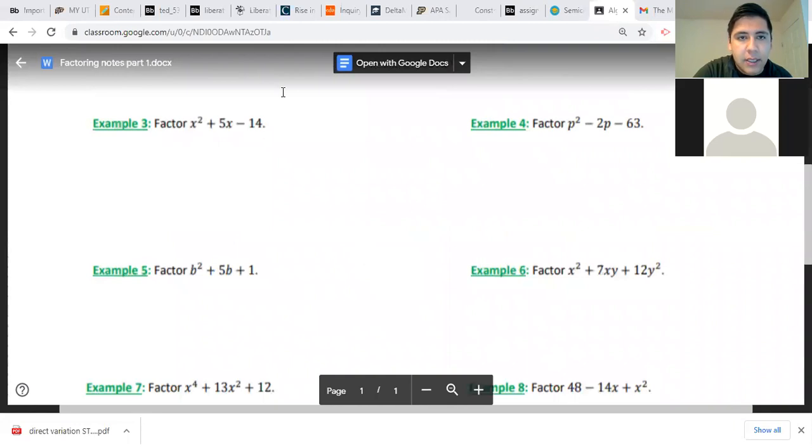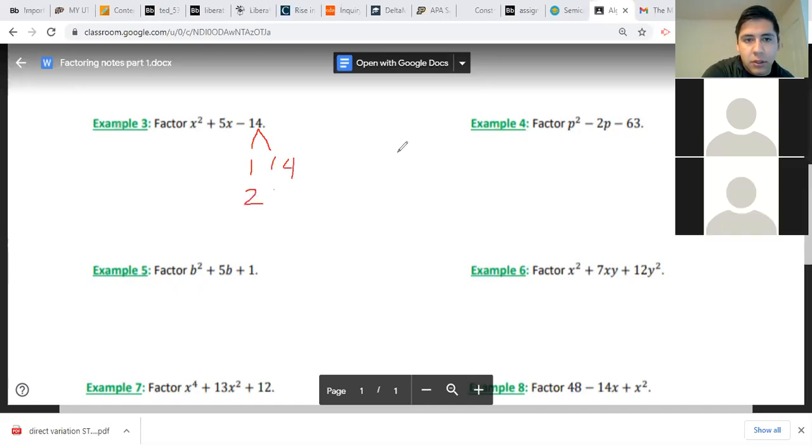Okay, so now let's look at example 3, where we have 14. What are the factors of 14? We always start off with 1 and 14. Then 2 and 7. And I think that's it.